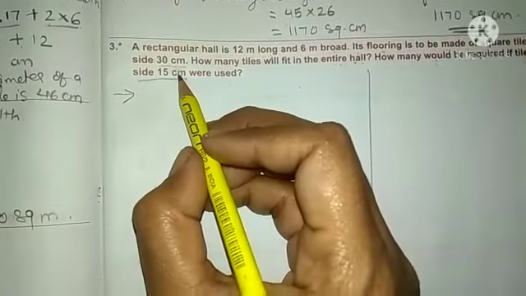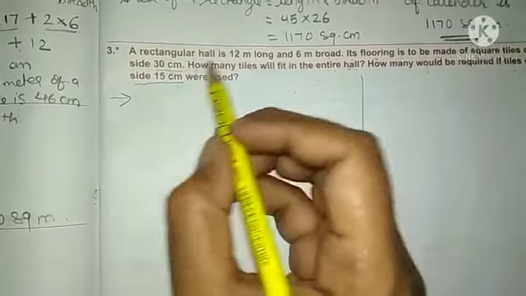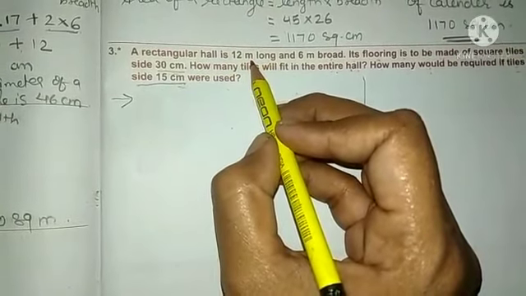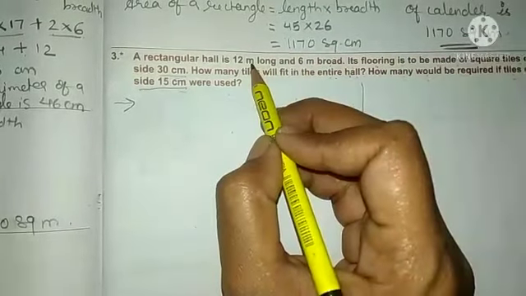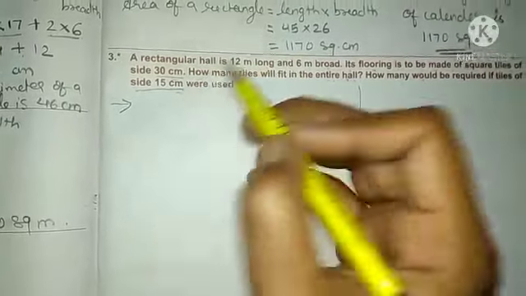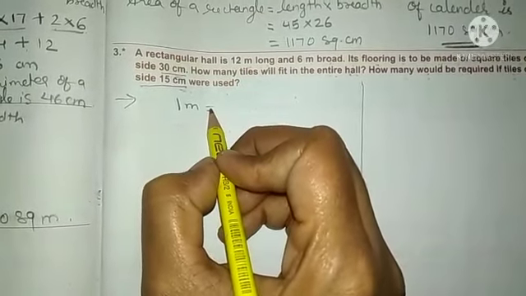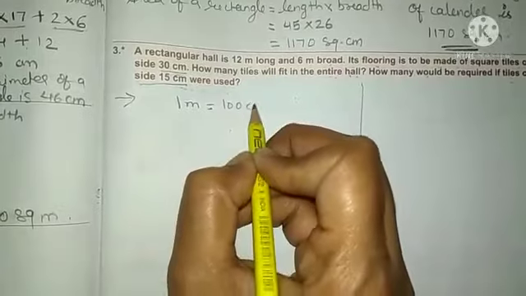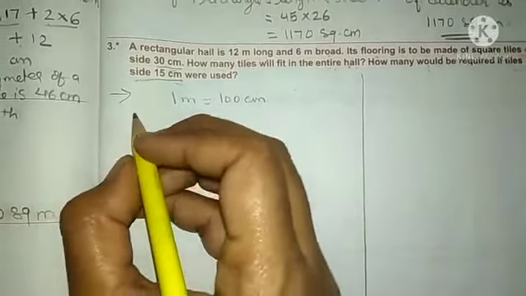But here the unit of the tile is given in centimeter and the length and breadth are given in meter. So what you will do is, you will convert this meter into centimeter. So 1 meter is equal to how many centimeter? That is 100 centimeter. Clear everyone? So see how you are going to do this.